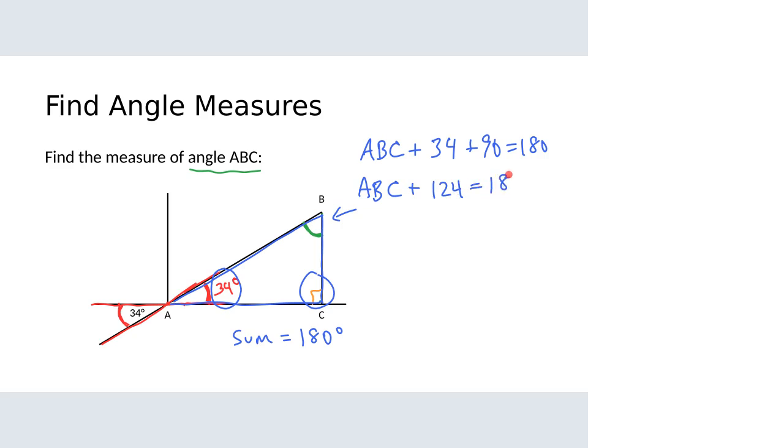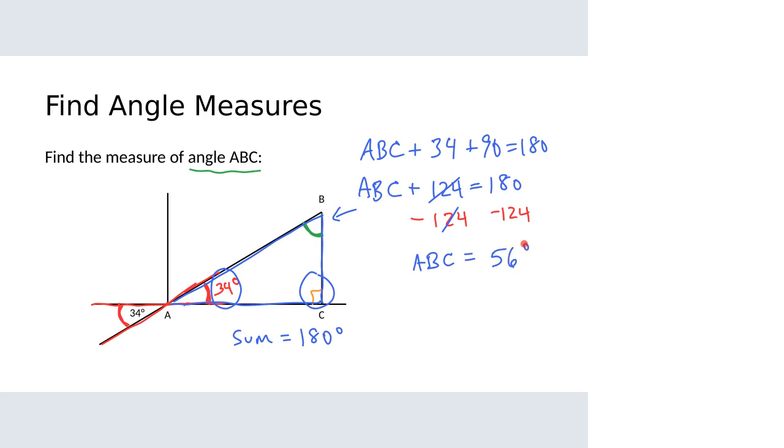And then just like we've done in the past, when we're going to solve an equation like this, we're trying to solve for the measure of angle ABC. I can subtract 124 from both sides. On the left-hand side, my 124s cancel, leaving me with just the measure of angle ABC. And on the right-hand side, I have 180 minus 124 is 56.